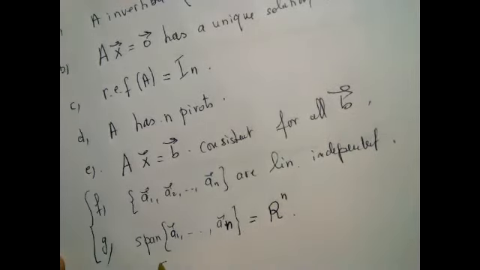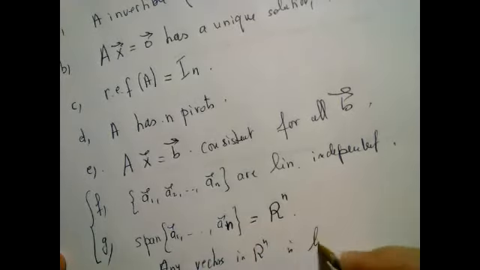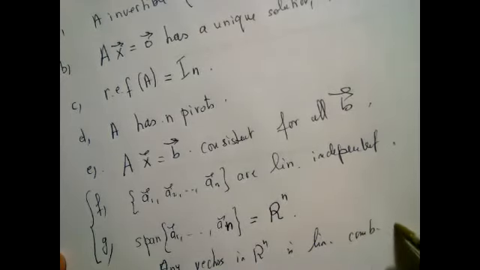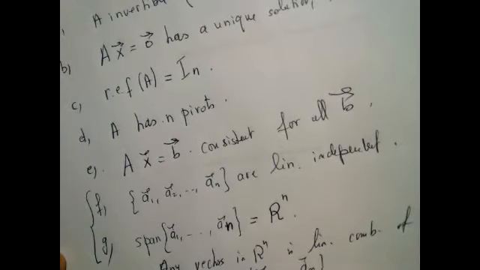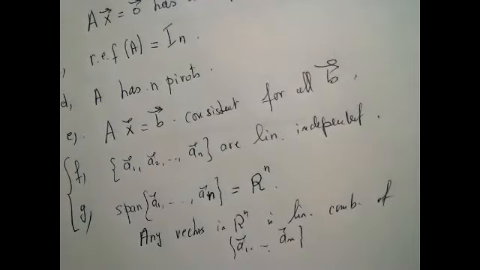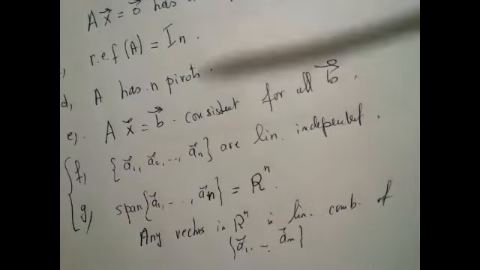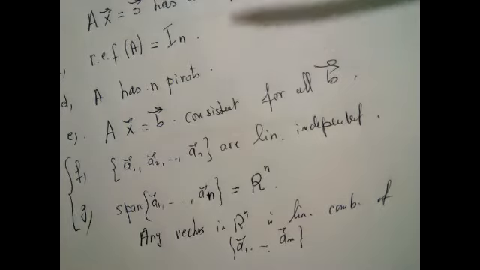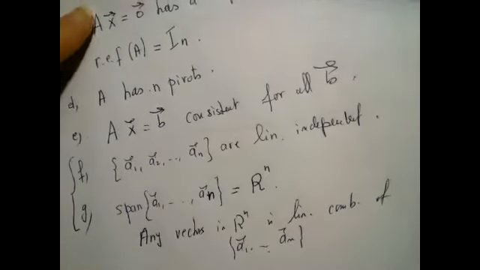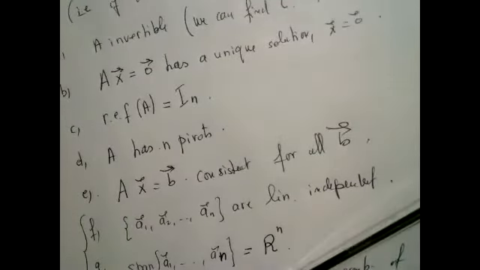It means that any vector in Rn is a linear combination of A1 through An. Okay, so this is what we call the invertible matrix theorem. It actually connects every idea that we have. So if a matrix is invertible, it means that we can find something we multiply it by to get the identity, then all those will hold.